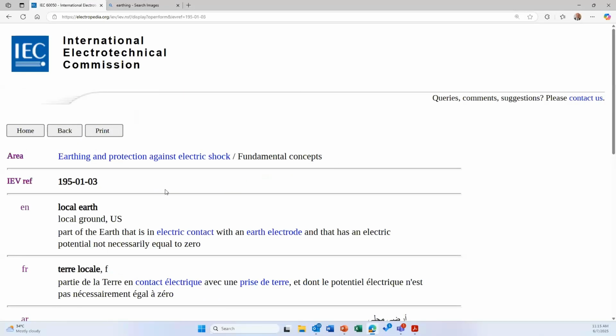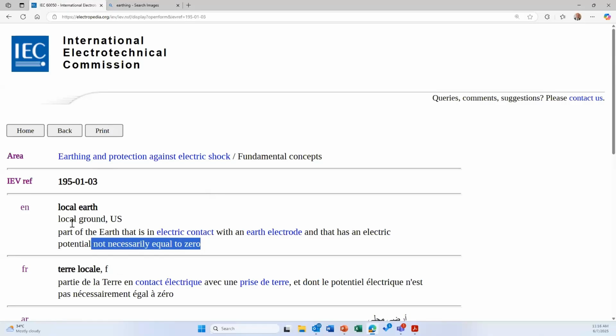The meaning of local earth, or local ground in America, is the part of earth that is in electric contact with an earth electrode and that has an electric potential not necessarily equal to zero. The previous idea was conventionally taken as zero, conveniently taken as zero, whereas in the new definition, the potential of the earth electrode need not be equal to zero.